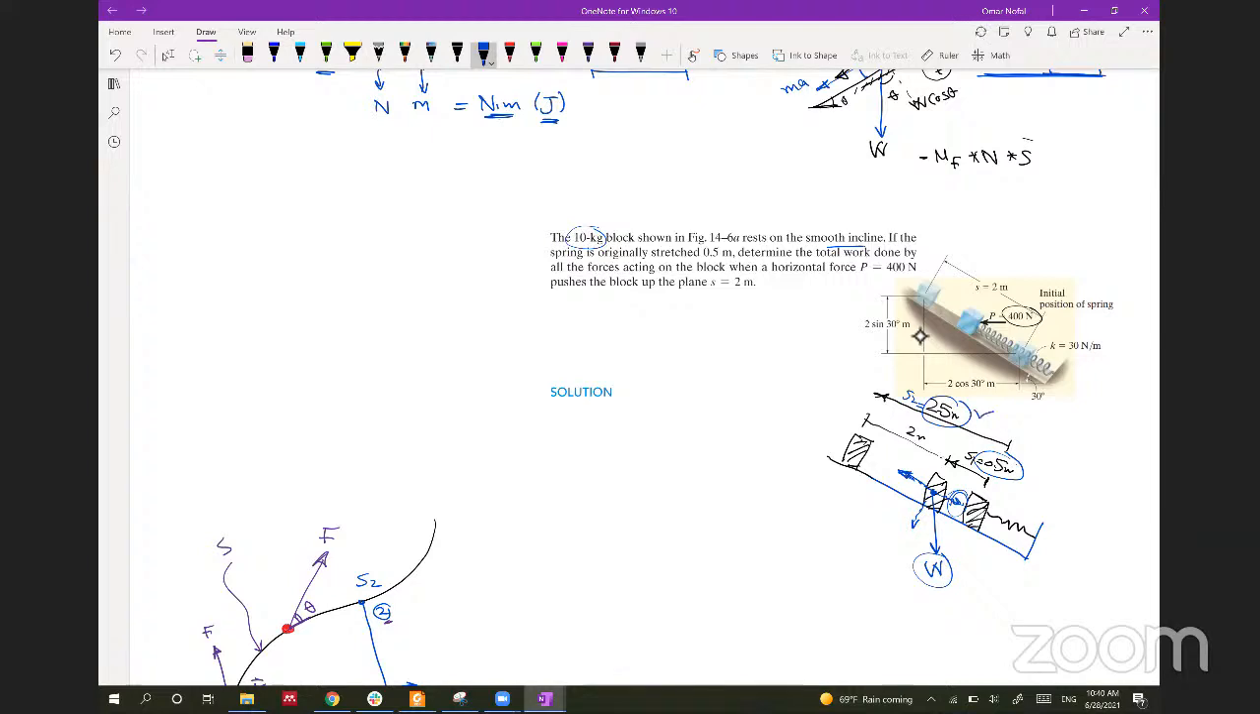Then you have the force P, which is 400 Newton, and it's pushing this way. You will also have to analyze this force in the direction of the motion and get P cosine theta, and get the work from a constant force. So it has all the types of forces that we talked about, and we will solve this example in detail next lecture. So that's all for now.